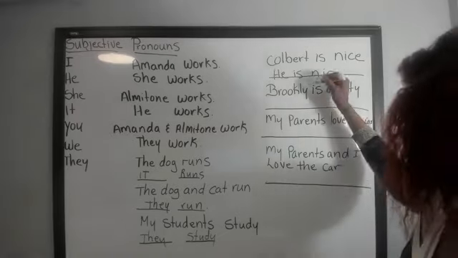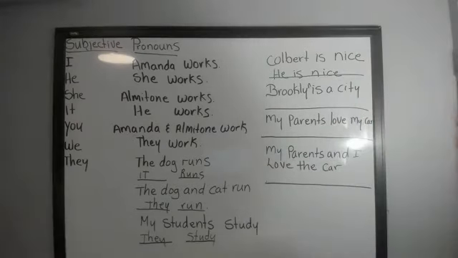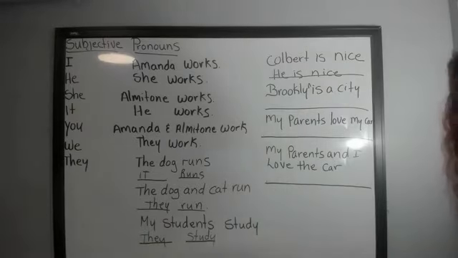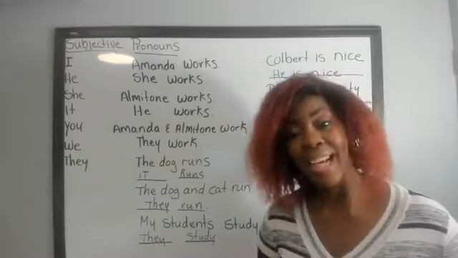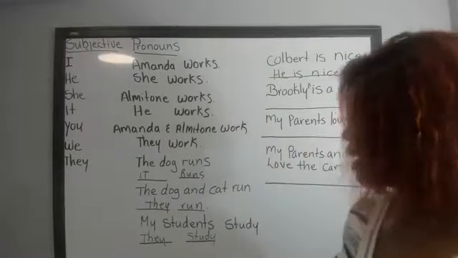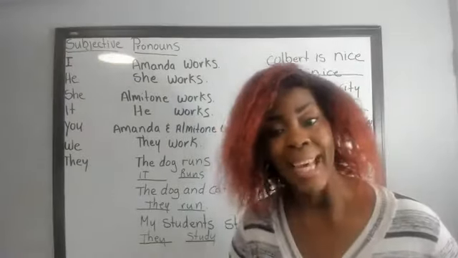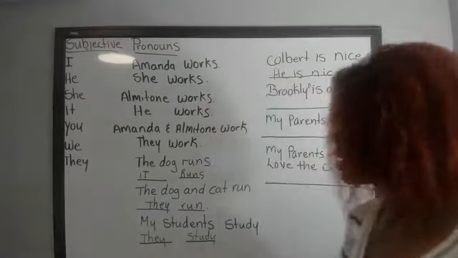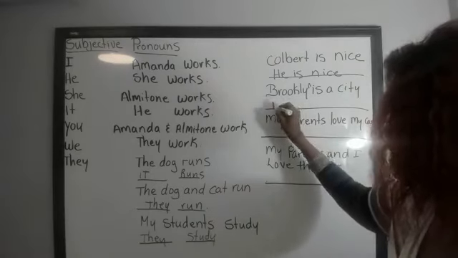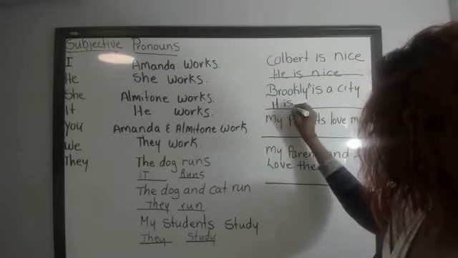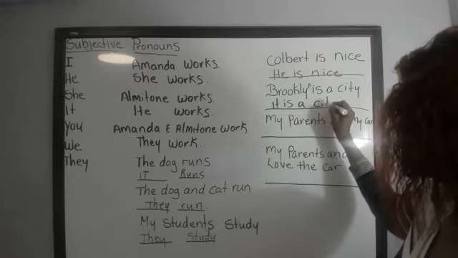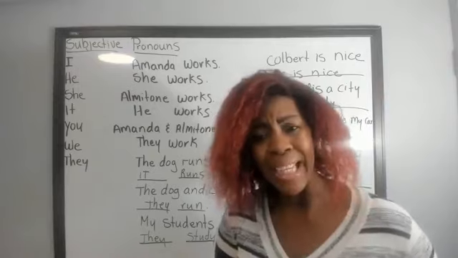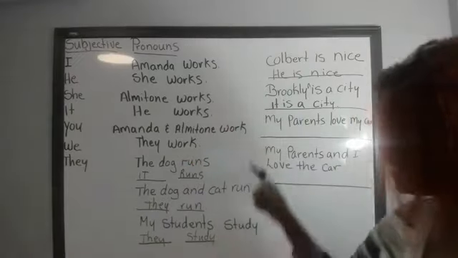Brooklyn, I forgot to add an N. Brooklyn is a city. Brooklyn is not a person, right? So it's a thing. So therefore, I'm going to say it, because it is a city. A city is not a person. So therefore, I'm going to say it is a city. So if I was to ask, who is it or what is it? Brooklyn, it is a city.